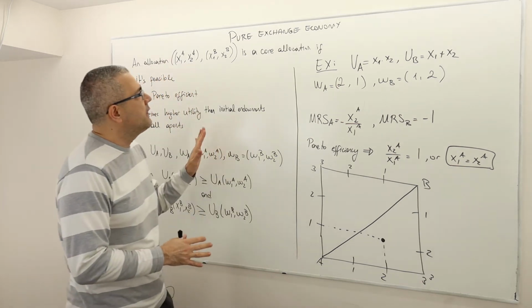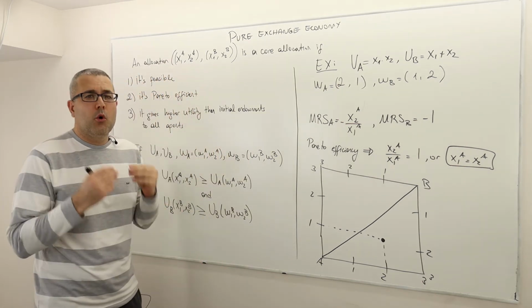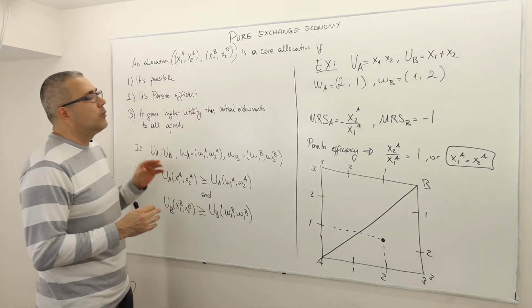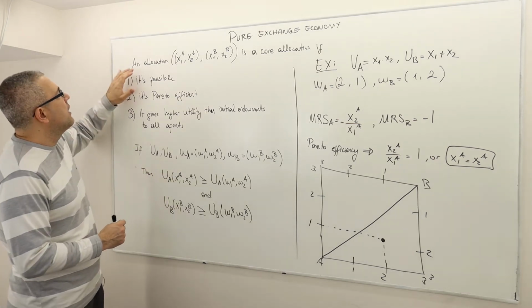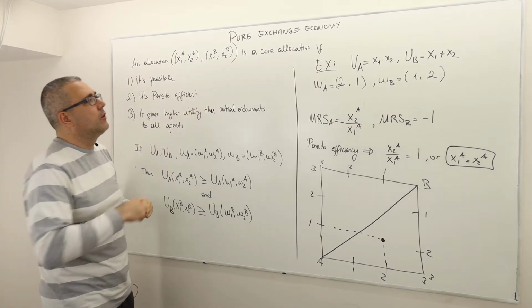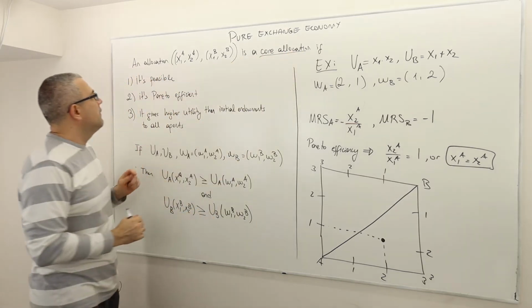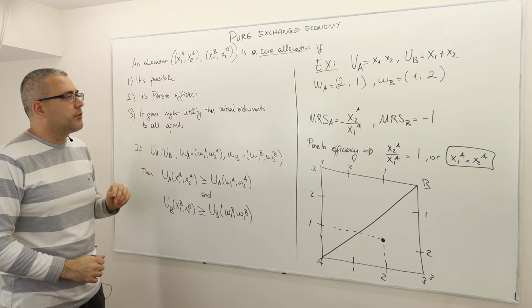Okay, guys, in this episode, we're going to talk about core allocation. All right, so what do we mean by core allocation? An allocation is called a core allocation if the following three properties hold.